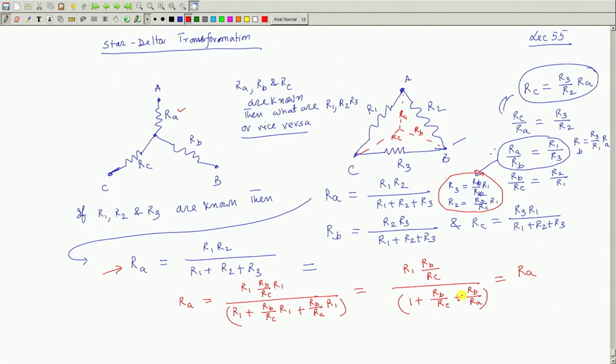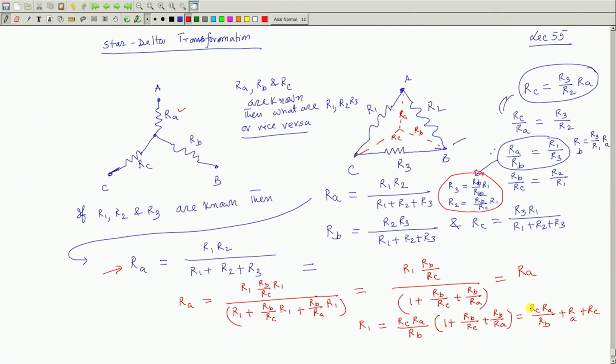Therefore, if I take all these things to the right hand side, keeping R1 on the left hand side, I will get R1 is equal to RC into RA by RB, and whole into 1 plus RB by RC plus RB by RA. If you push this inside, then what you will be getting is RC RA by RB first term, plus 1 plus this RB and RC will cancel out, you will get RA here, and the third term will be RB and RA will cancel out, plus RC, and you are done.